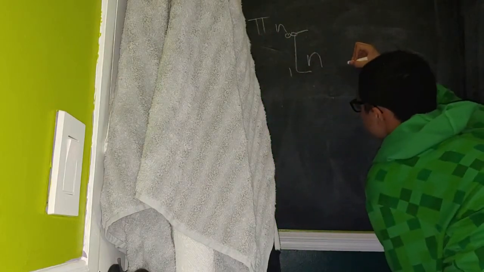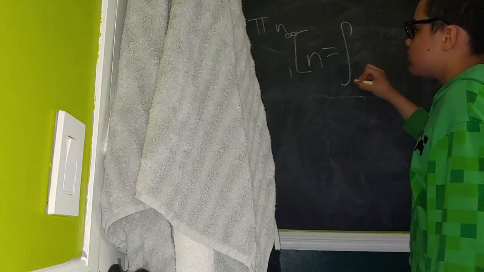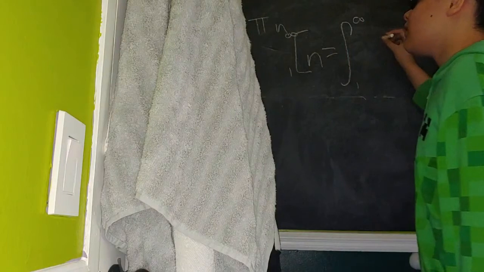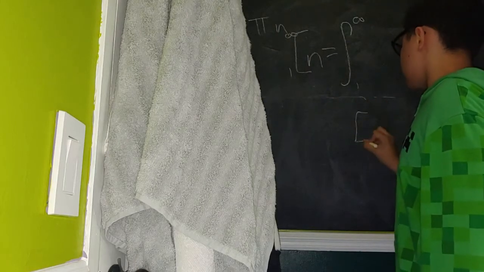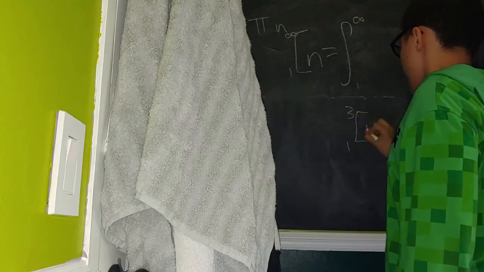Now what we can change this to is, of course, an integral. An integral is going to be the integral of something. I forgot what the something was. It's the integral of something from 1 to infinity, but I forgot what it was. So it would be the integral of 1 to... I'm genuinely relearning calculus in the middle of this. Just bear with me.